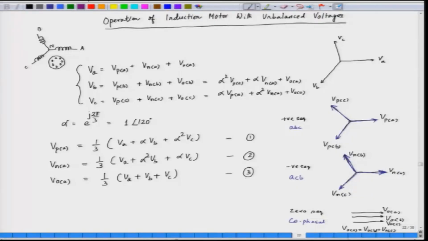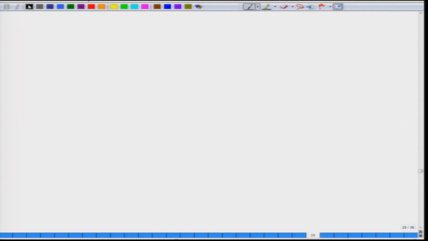So, this zero sequence component does not produce any torque because there is no rotating field. So, we will not be considering the zero sequence component; we will take the positive sequence component and the negative sequence component while studying the operation of the induction motor. Now, let us see the positive sequence component.